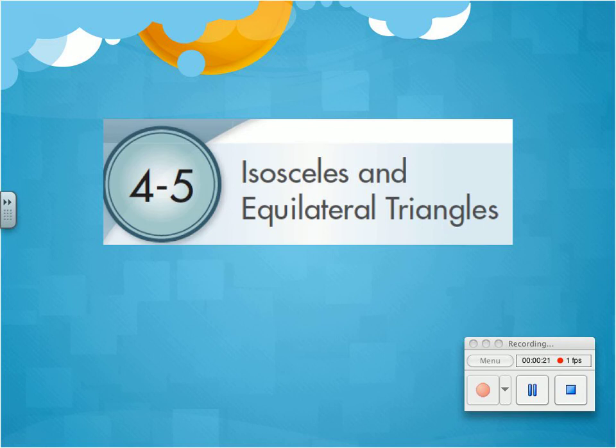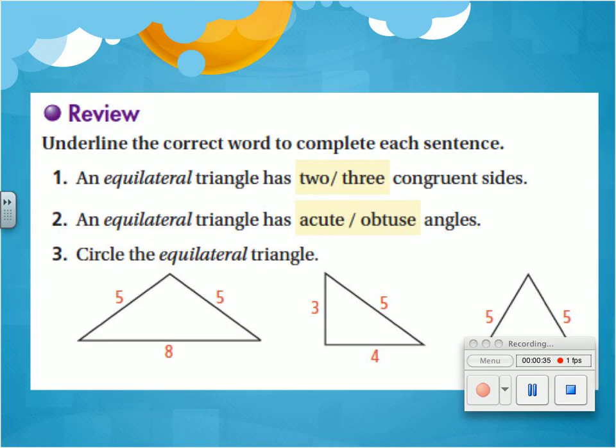So our lesson today is about isosceles and equilateral triangles. We're going to talk about triangles that have two sides congruent, an isosceles triangle, and triangles that have three angles congruent, equilateral triangles. So let's get started.